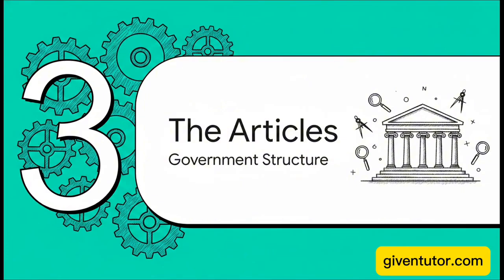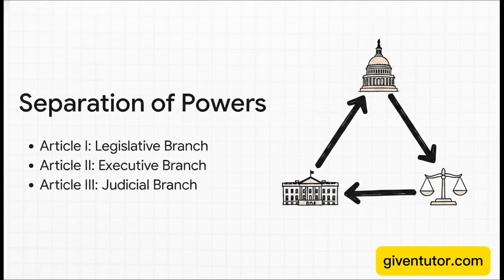All right, Section 3, the Articles. Let's move chronologically into how the government structure is actually built. These are the structural blueprint for how the country operates. Right after the Preamble, we get into the 7 Articles of the Constitution. Like I said, these act as the day-to-day blueprint. Think of it kind of like a 3-legged stool. To prevent tyranny, the founders divided the national government into 3 totally distinct branches.